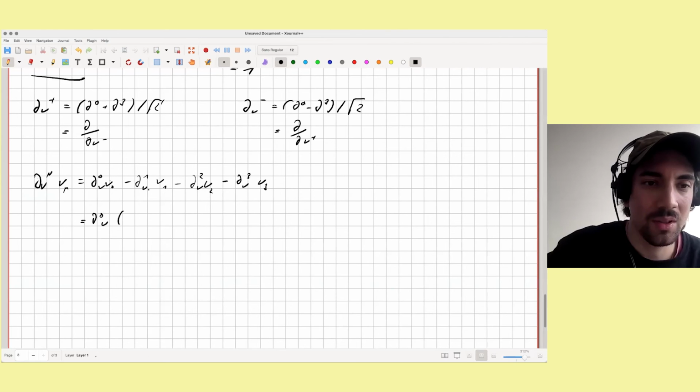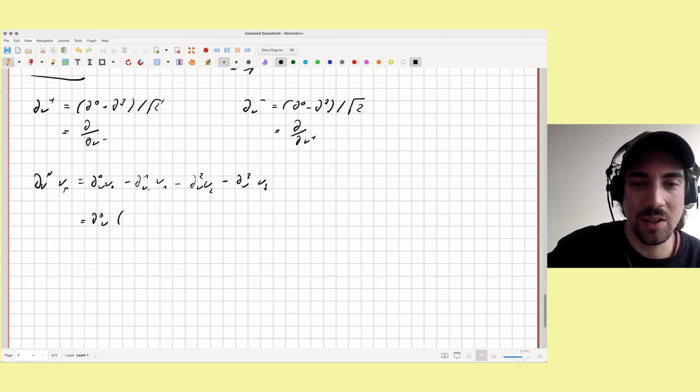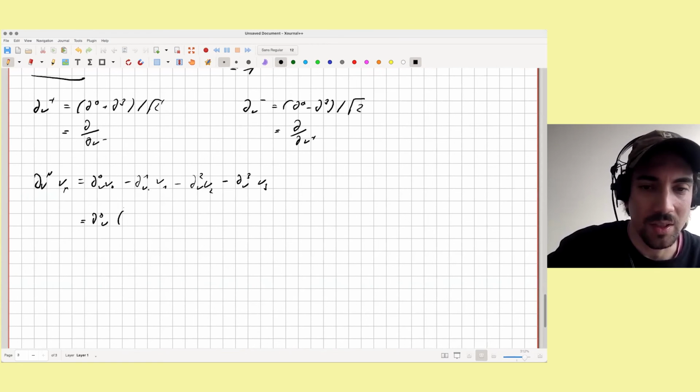So now use the relations I had above for v0 and v3 to express them in light cone coordinates.